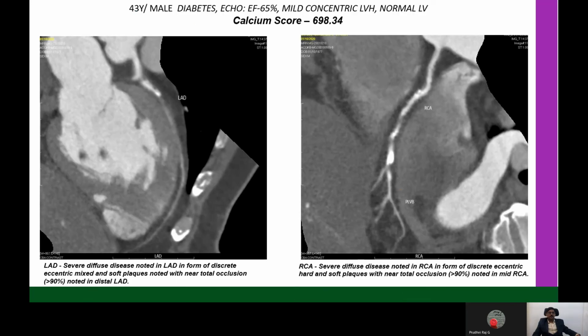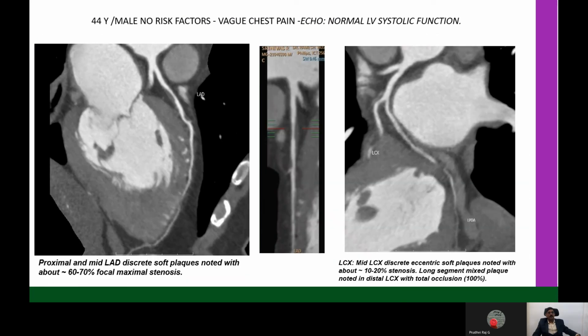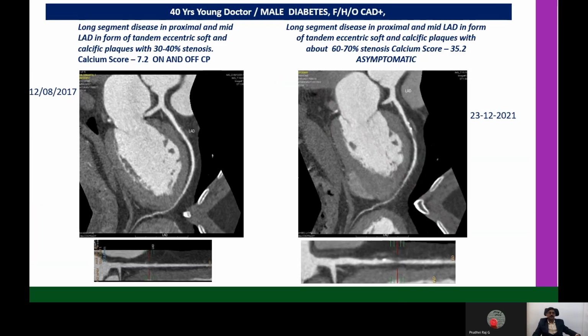And this is how some of the younger patients present: a 43-year-old with a score of almost 700, and a 44-year-old with vague chest pain. This patient had LCX 100%, and normally we wouldn't advise testing because he has no risk factors, and we would pass it off as atypical chest pain. But CTCA picked it up, and then we could start statins and active lifestyle measures.